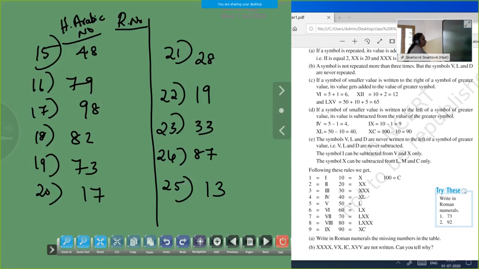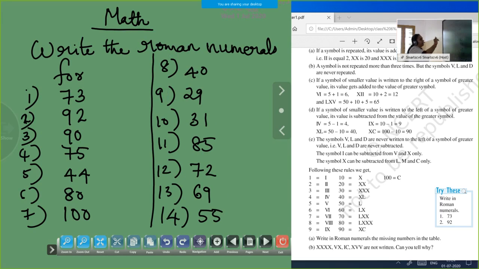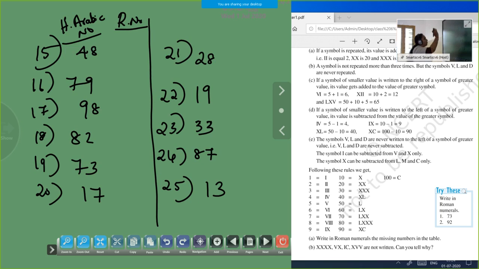See the previous page. Write the Roman numerals. See the questions one more time: 73, 92, 90, 75, 44, 80, 100, 40, 29, 31, 85, 72, 69, 55. Then teacher wrote 48, 79, 98, 82, 73, 17, 28, 19, 33, 87, 13.